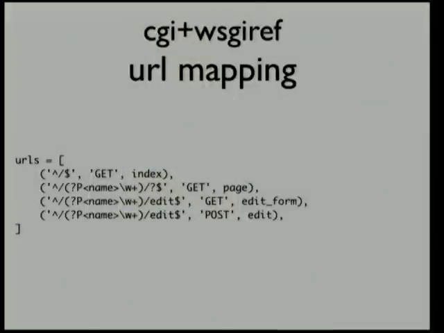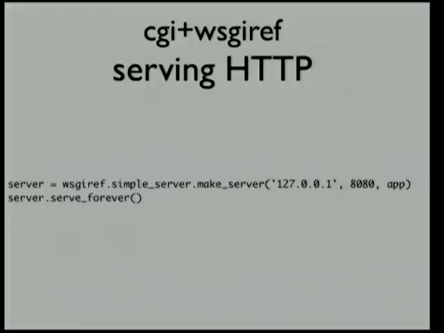These callables are then listed in a URLs listing. Again, URL map pattern, the request method, and the callable. And then we serve that with simple server, and that's it.